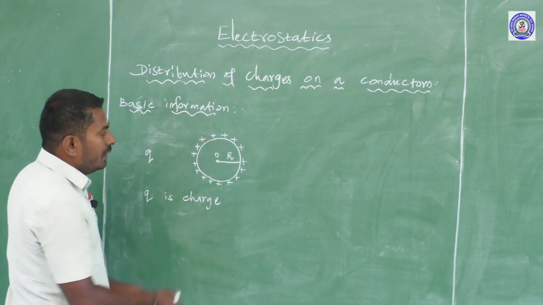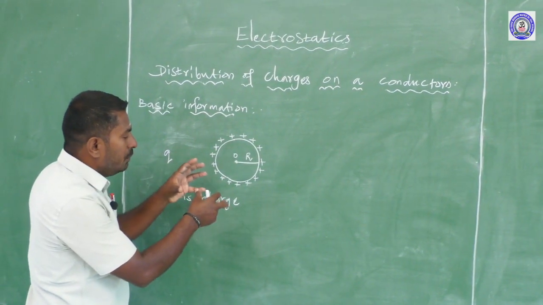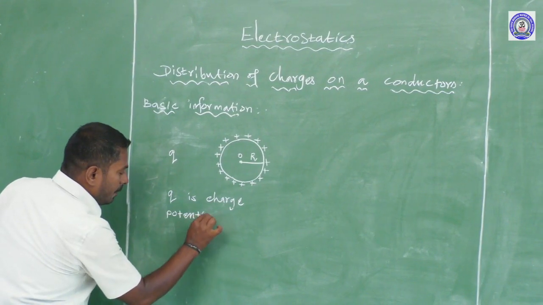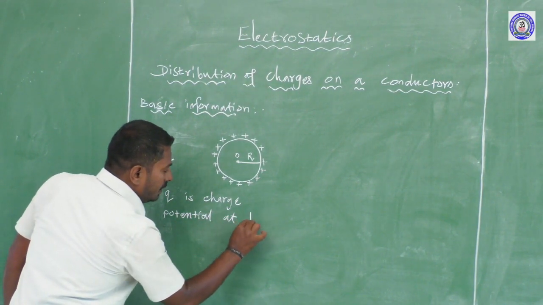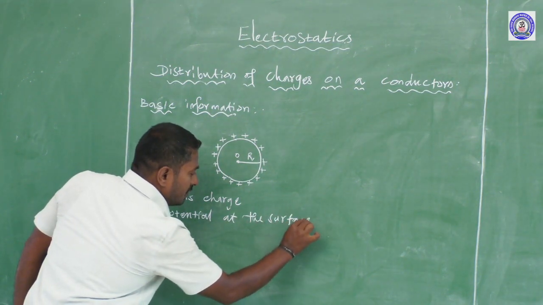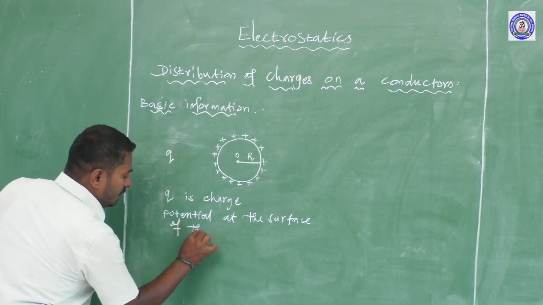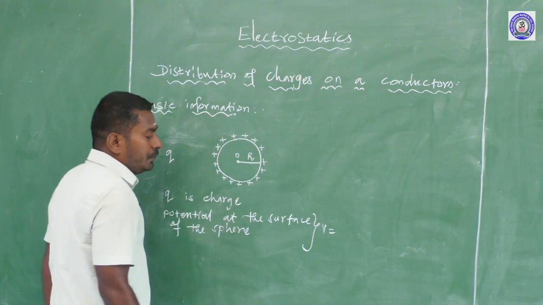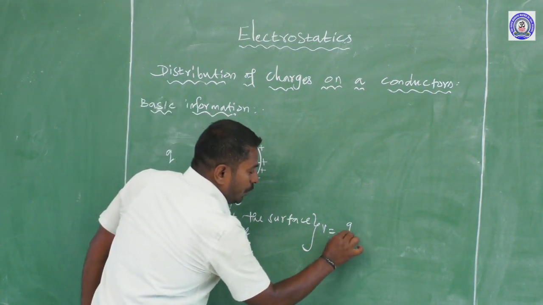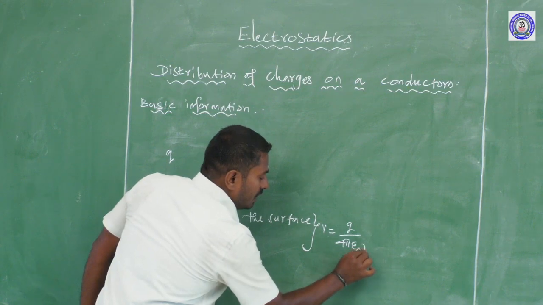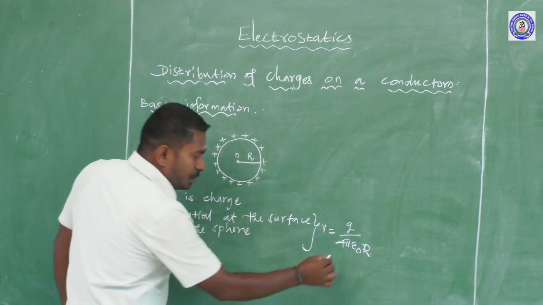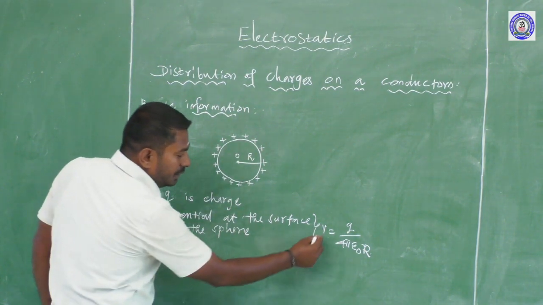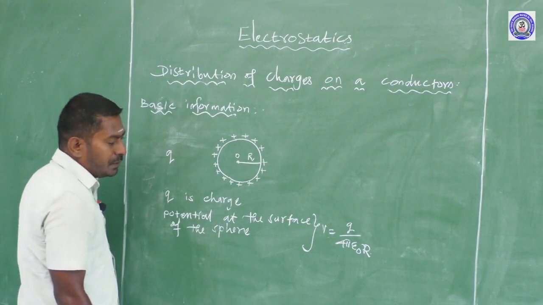If the charge possessed by the metallic sphere is Q, the potential at the surface of the sphere, V, is equal to Q divided by 4 pi epsilon naught R. This is an expression to represent the potential at the surface of the charged metallic sphere. V is equal to Q divided by 4 pi epsilon naught R.